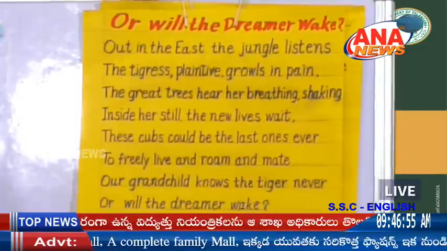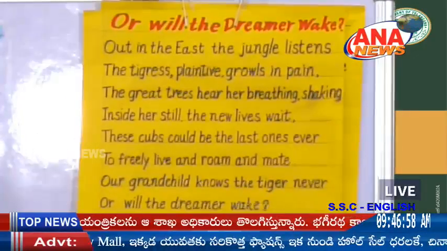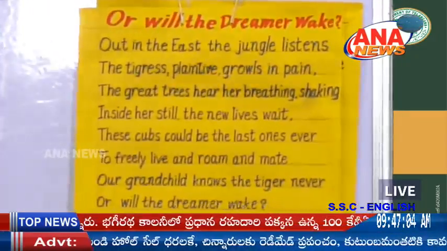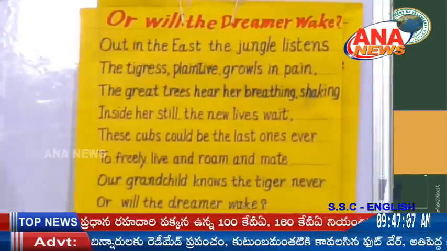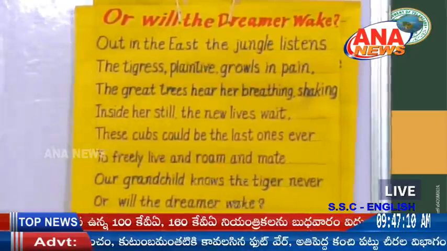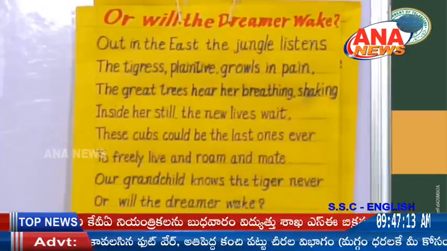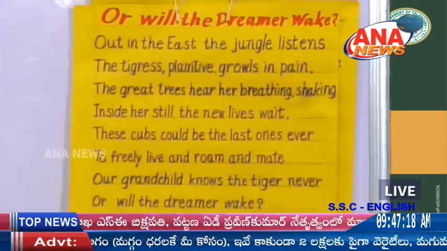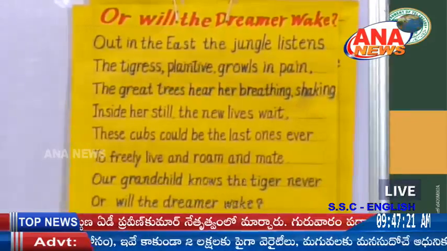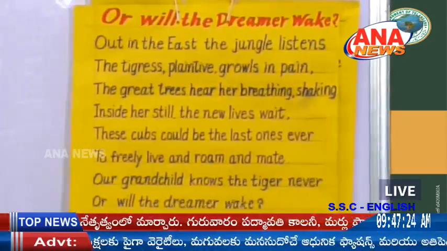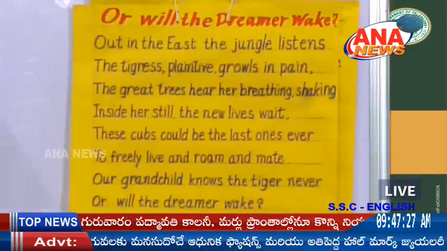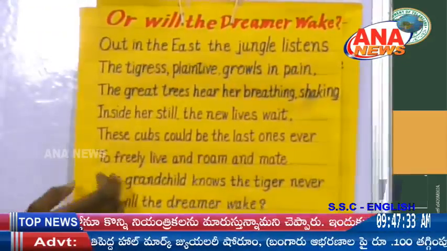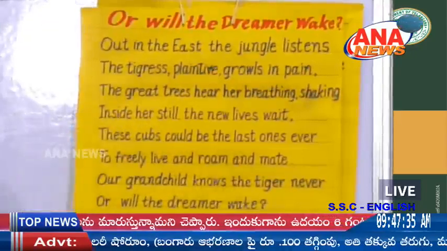The great trees hear her breathing, shaking. Inside her still the new lives wait. The new lives, the new cubs. The tigress is going to deliver its new cubs. These cubs could be the last ones because there are no more tigers. The degradation of environment causes the extinction of animals, and indiscriminate killing of tigers is also a major problem. Now the tiger's life is at risk. So these cubs could be the tiger's cubs also characters. Next, to freely live and roam and mate.